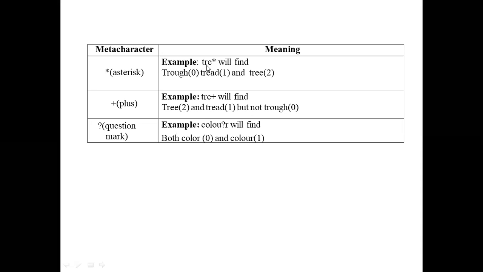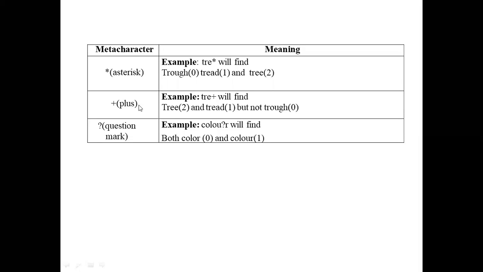After tr, the occurrence of E is 0. So here "tr", after tr there is no E, that means 0 E. Next, "tread", "thread": here the occurrences of E after tr is 1. Next, the occurrences of E after tr is 2. The preceding character here means the character before star.